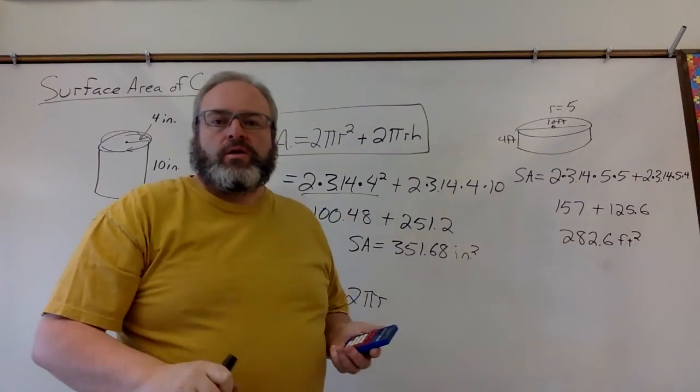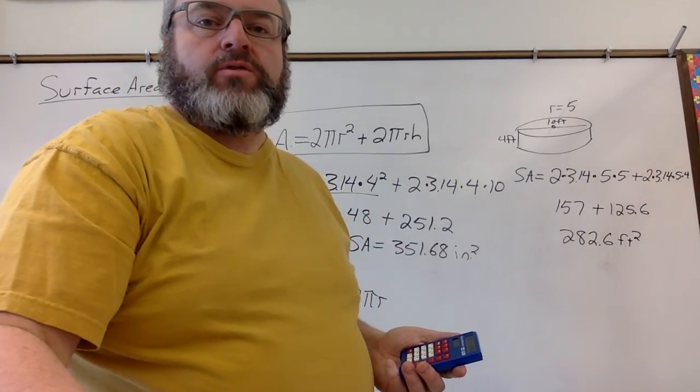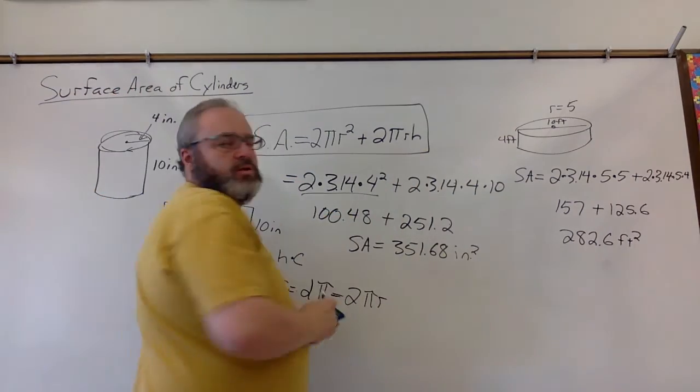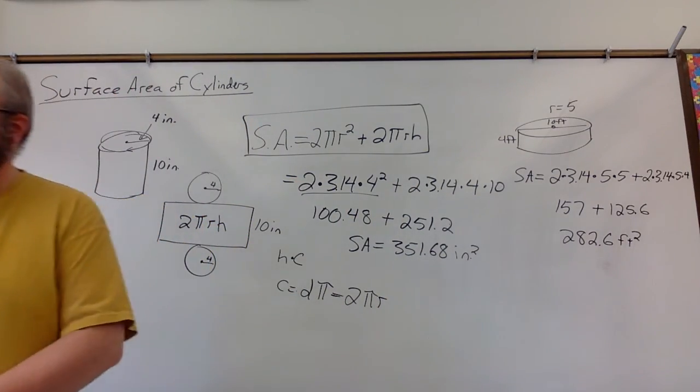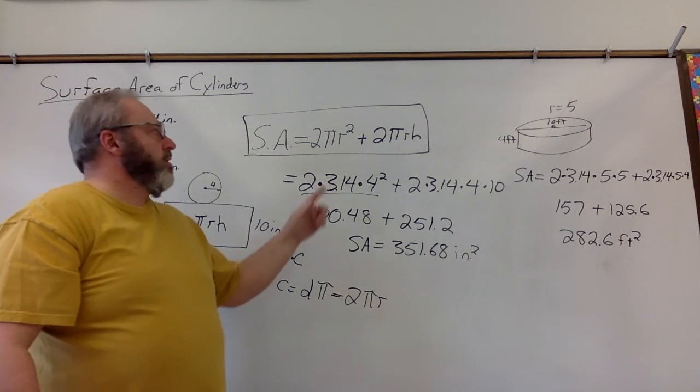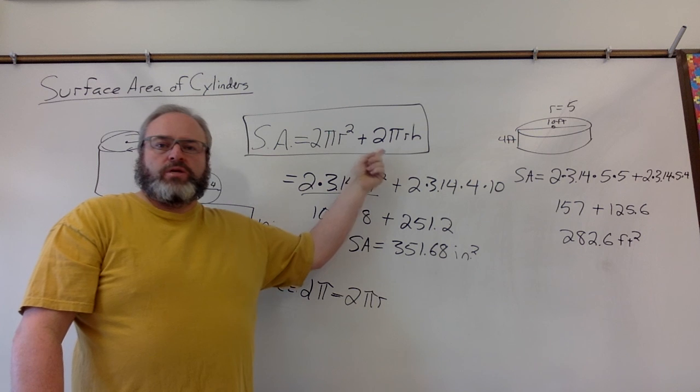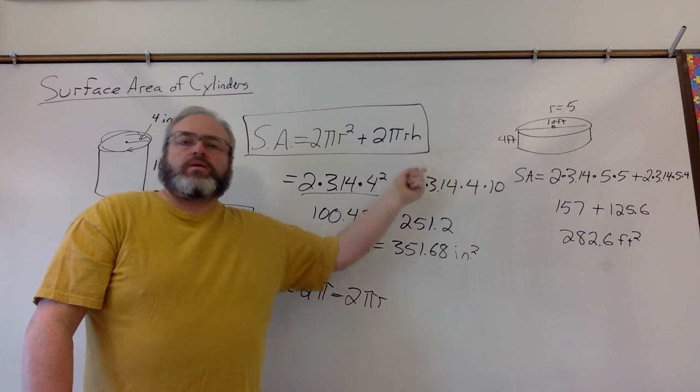square feet. Okay, so this is how to find the surface area of a cylinder. Again, it's a little bit on the complicated side. Make sure we have that written down and ready to go. Surface area is 2 times pi times the radius squared plus 2 times pi times the radius times the height.